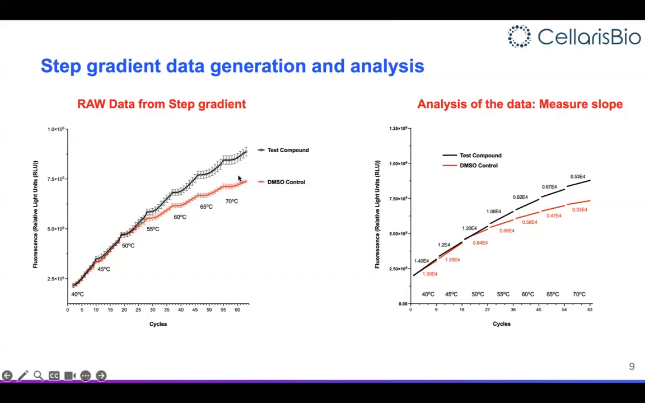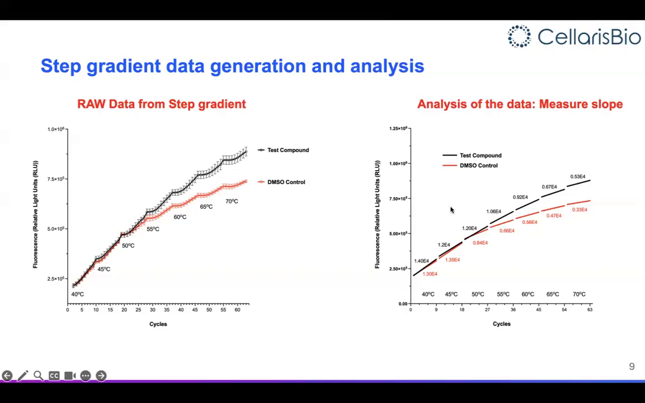Now, there's a couple of different ways to look at or analyze this data. One is to look at the area between the two curves, between the DMSO and the test compound, as a measure of the amount of stabilization of this target protein with this test compound. Or you can look specifically at each individual temperature heating event. So at 55 degrees, you can look at the slope of signal generation for the DMSO control and compare it with the test compound to identify differences between the two.